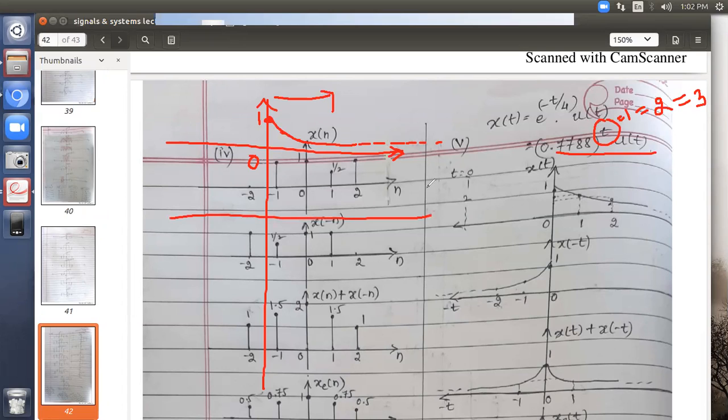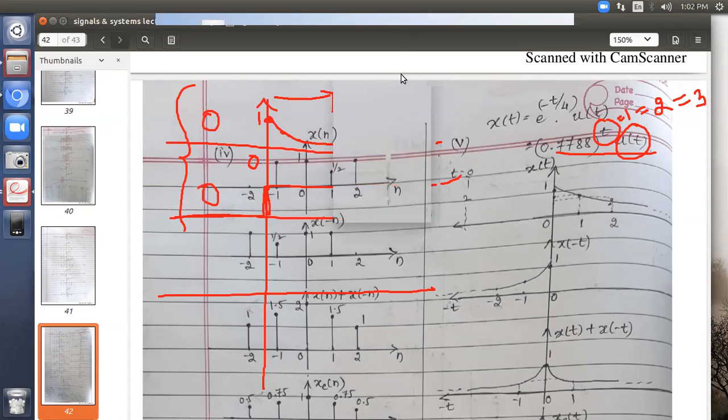Then what is your second signal? It is u of t. U of t, you know it. On the left hand side, nothing. At 0, there is a transition between 0 to 1. This is your u of t. Now try to multiply these two signals. If you multiply these two, check 0 on the left hand side.